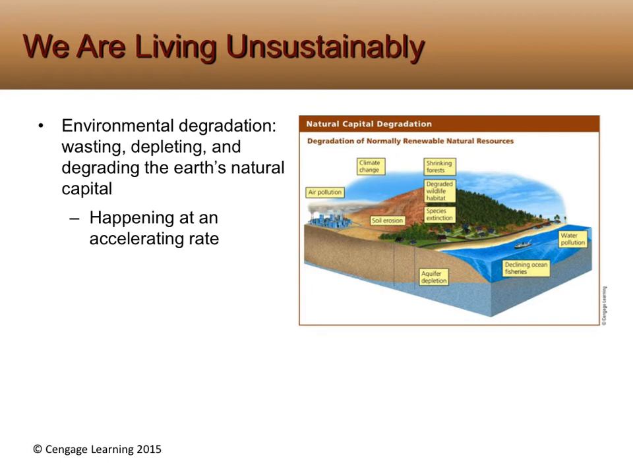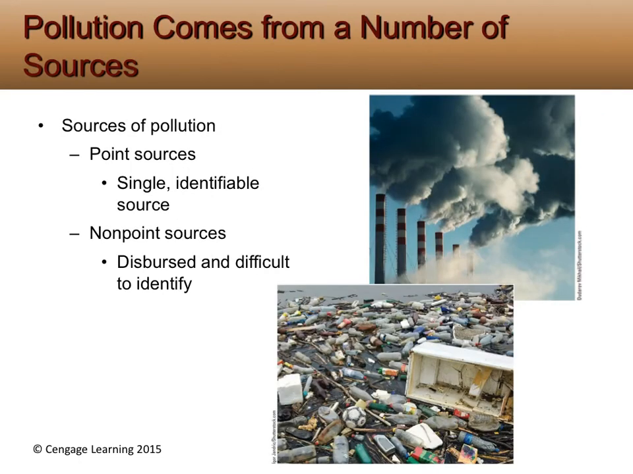So we are living unsustainably, unfortunately. We are degrading the environment quite a bit, something we'll talk about down the road. We're wasting, we're depleting, we're degrading the Earth's natural resources at too fast of a rate to replace. Think about, for example, as we remove coal and oil from the Earth, that takes millions of years to be created. Of course, we're removing it much faster than the time it allows to correct.